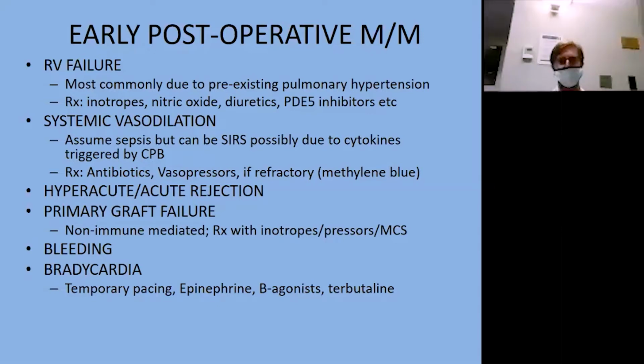And then hyperacute, acute rejection, primary graft failure, which we'll talk about in a moment, that's not immune mediated, bleeding, and then bradycardia, which we've already spoken about. The bradycardia is mostly sinus, or just blocks? It can be all of the above. It's usually sinus, but these patients can have asystole as well. But usually it's sinus or junctional.